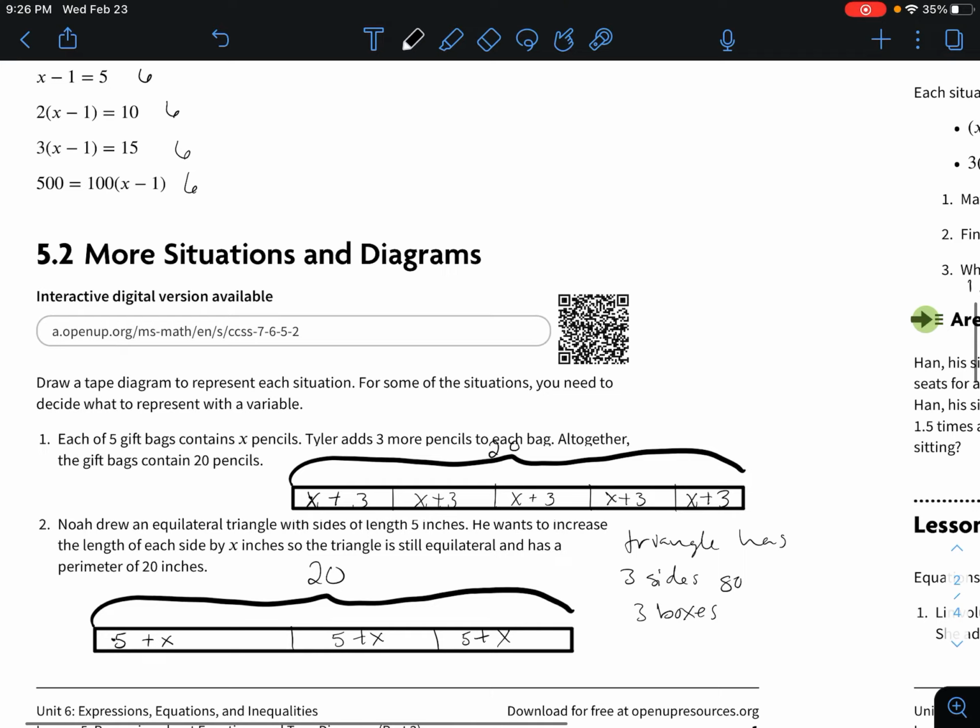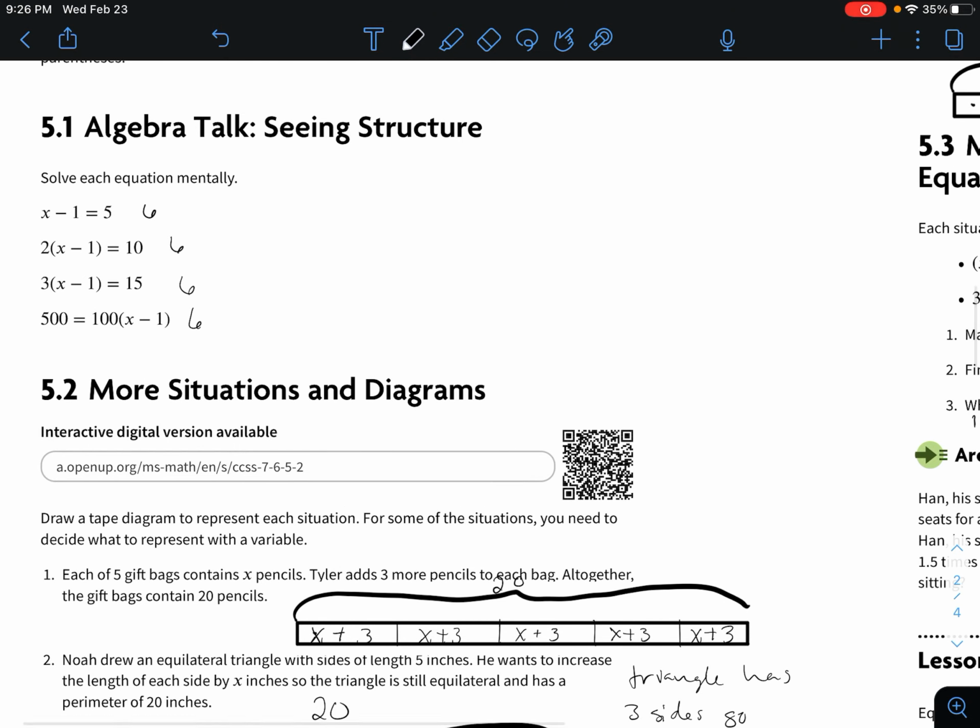Okay, these next ones, it's going to be the same deal. We're going to draw the tape diagram for the situation, and then we're going to determine what the x value is, or what our x value represents here.